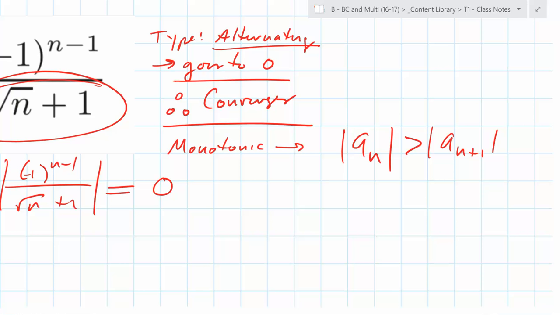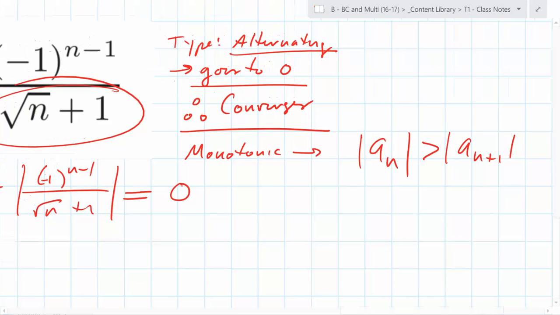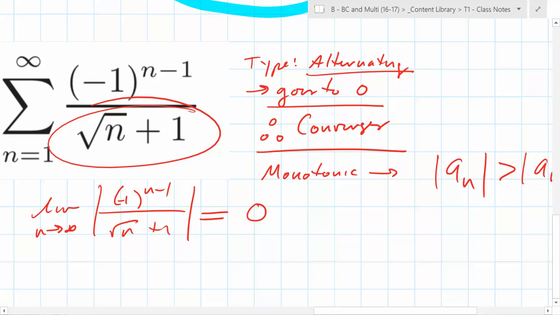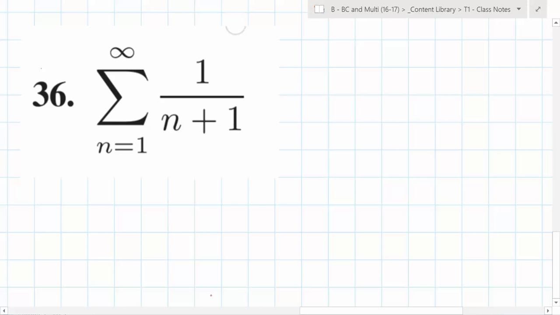It can go crazy for a while and then calm down, and then it still is going to converge. Does this one make sense right here? We good? So what's the easiest way to show this one does or doesn't converge?